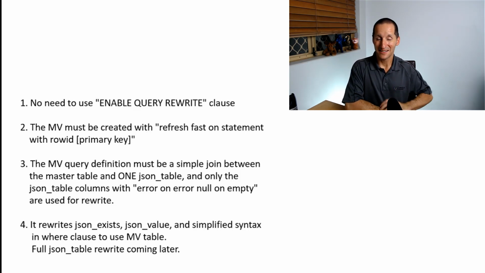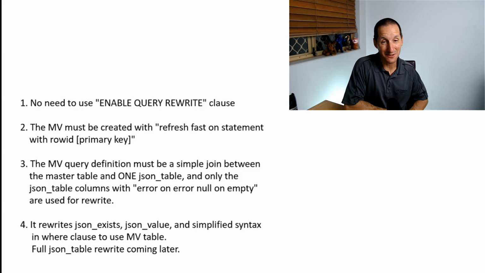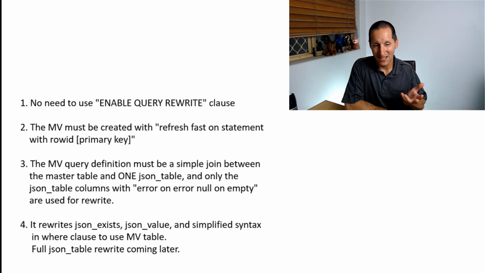One thing, and this is quite interesting, is if the materialized view is defined as refresh on statement, you don't need the enable query rewrite. It can just happen anyway, which I thought was quite interesting. The materialized view must be created with refresh on statement. That's the only ones that'll be rewritten. You have with rowid or with primary key as per normal. The definition must be a simple join between the master table and one JSON table, and the only JSON table columns with error on error, null on empty are used for rewrite. That's obviously the critical part that Tim had missed in his examples.